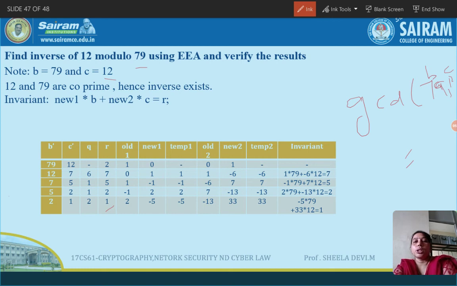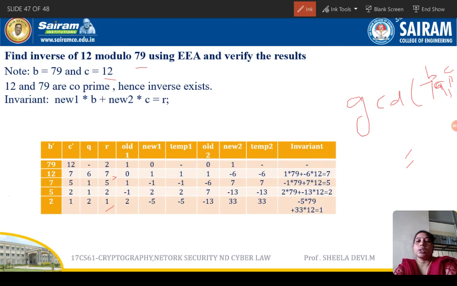Then what we have to do: 79 divided by 12. If I divide 79 by 12, my quotient will be 6 and the remainder is 7. So what do I have to do now? Now I have to calculate the temp 1 value. What is the temp 1 value? Old one minus new one into q.